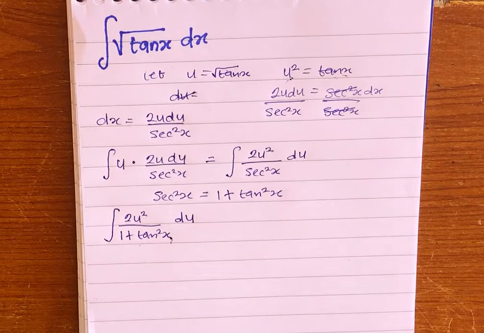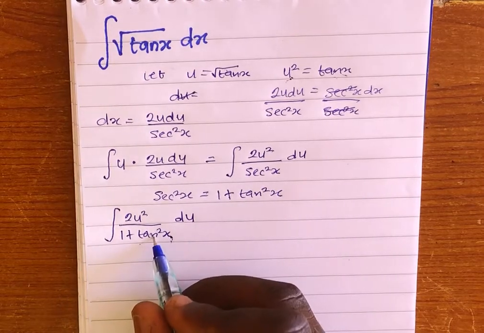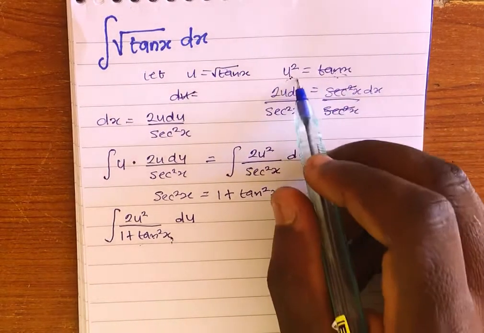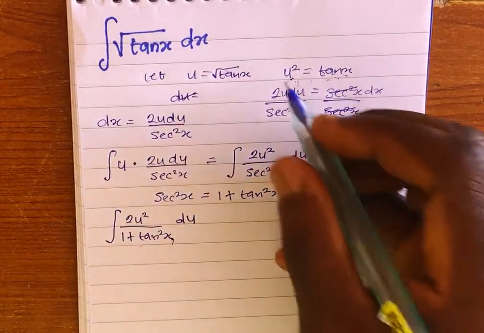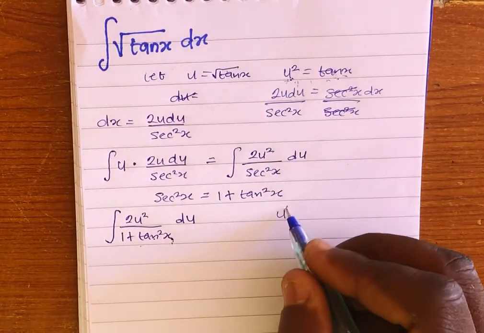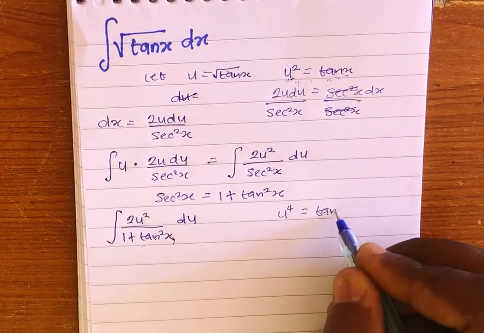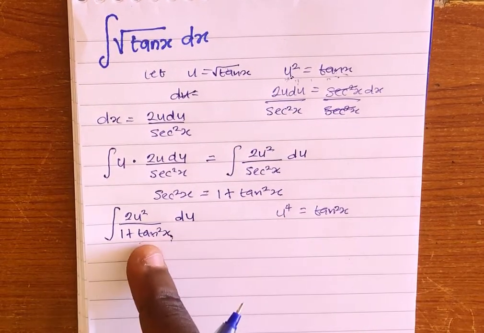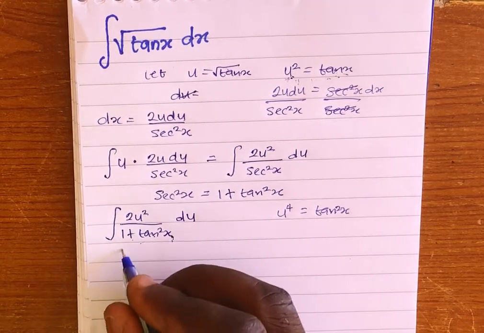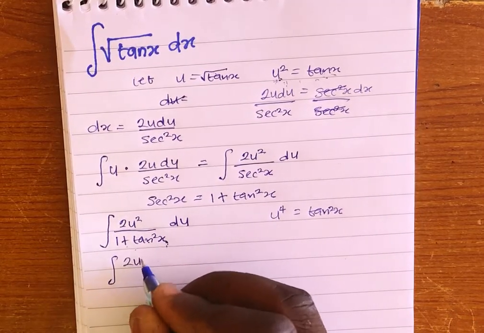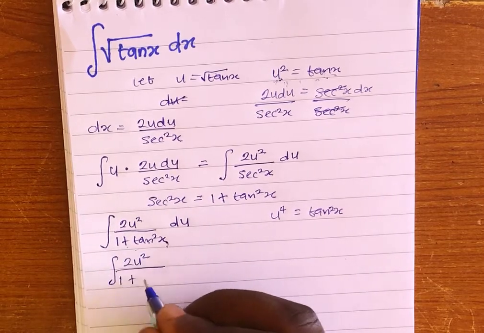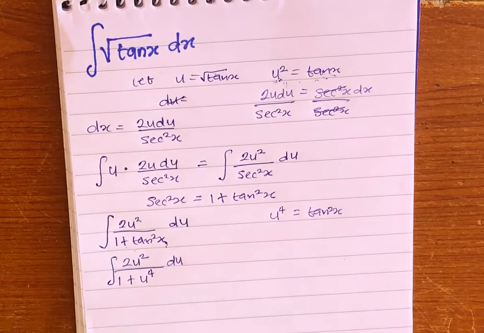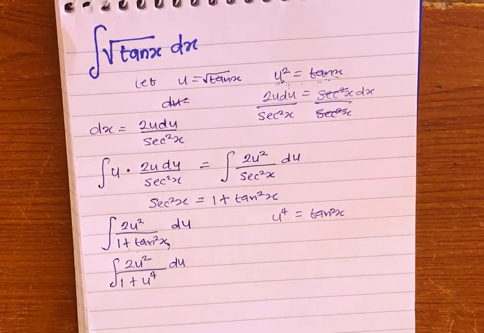Okay, what else can we do? We have tan square x here, but here we have tan x. Can we square both sides? Let's square this side again. If we square this side, we have u raised to power 4 equals tan square x, right? Perfect. You can easily replace this with u raised to power 4. So this integral is the same as the integral of 2u squared divided by 1 plus u to the 4 power du. Okay, everything is now good.